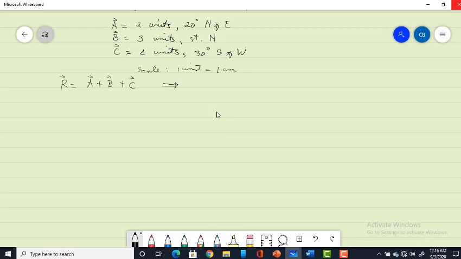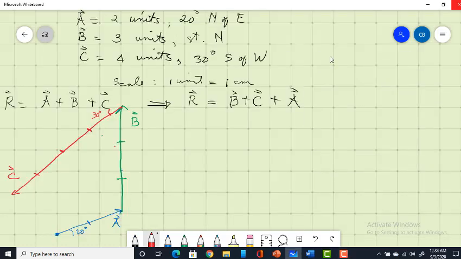But addition of vectors is associative and commutative, so you can also have a different arrangement. You can choose also to find the resultant by adding first B plus C plus A. So regardless of arrangement. Okay, let's go to our polygon method using the head to tail, finding the resultant vector A plus B plus C.